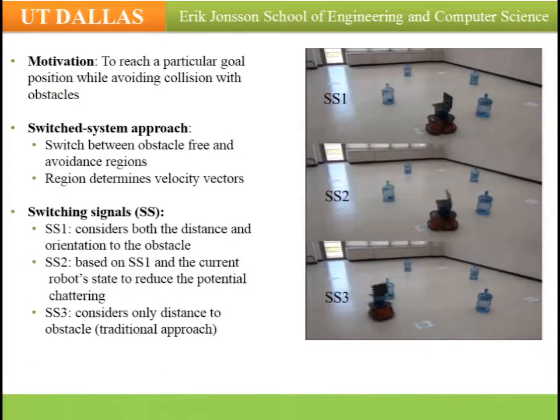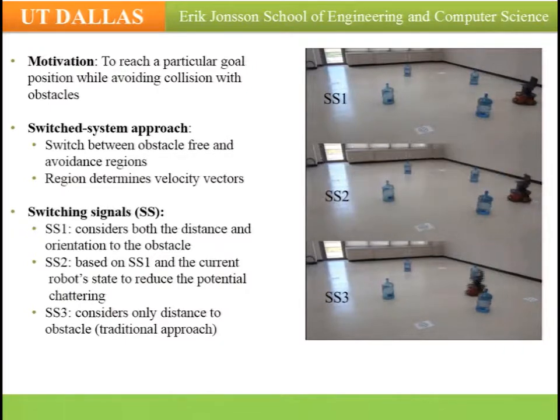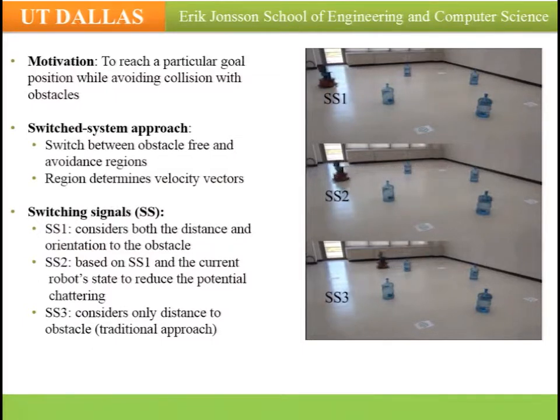We also propose novel switching signals. Switching signal 1 considers the distance between the robot and obstacle and the angle difference between the robot orientation and the bearing angle to the obstacle. Switching signal 2 is based on switching signal 1, considers the current switching signal, and reduces the potential chattering. But switching signal 3, like the traditional switching signal, only considers the distance between the robot and obstacle.